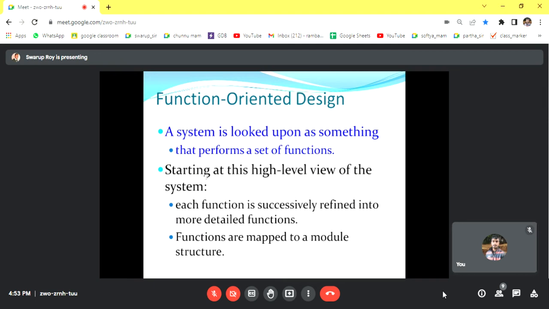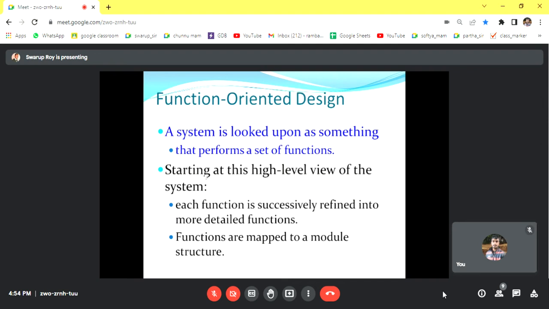Okay, so that refinement can be there. And these functions are actually grouped into a particular module. As I am repeatedly telling, whatever SRS document we have seen, they are primarily matching with function oriented design, because in the requirement itself they write all the requirements in the form of a function.